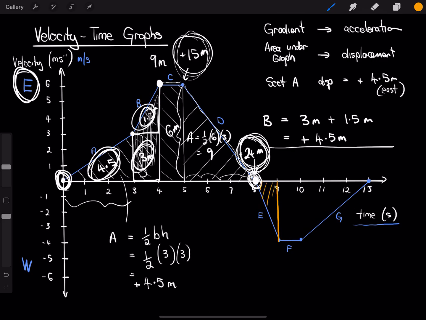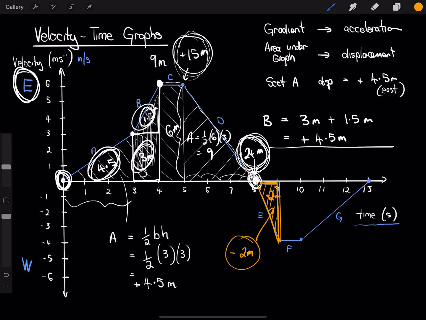if we want to work out where it is after 9 seconds, we can see that once again we're going to be working out the area of the graph, but notice that this area here is under the x-axis, and so that's going to give us the negative area. And so in here, its displacement would be, let's look at the base is 1, the height of this triangle is in fact 4, so it's going to be a half times 1 times 4, that's going to be an area of 2. But because it's under the x-axis, it's going to be negative 2 meters. So that area there is negative 2.